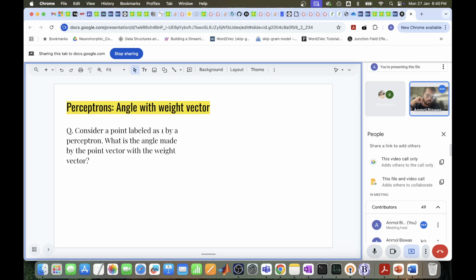Once again, we are going to stick with this kind of geometric construction. And here you have a question. If we consider a point that has been labeled as one by the perceptron, so it is part of the positive class, in which case, what that means is that this point lies above the decision boundary line or plane, or whatever, right? So the question is, what is the angle made by this point vector with the weight vector?